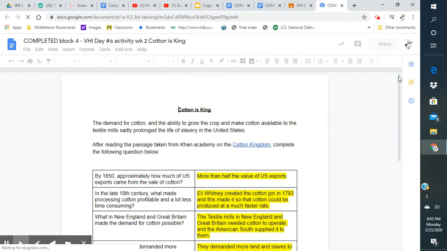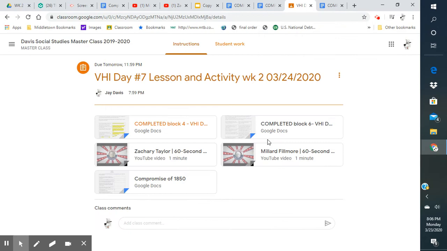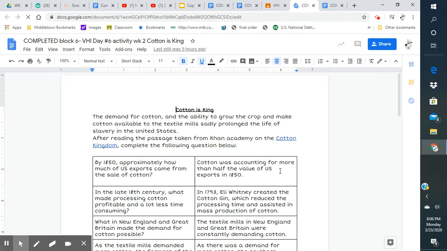I decided I was going to share with you 2 assignments that were done by your classmates. If you took a look at the first question, it said, in 1850, approximately how much of U.S. exports came from the sale of cotton? More than half the value of U.S. exports. That's a good answer. And if you look at this one here, similarly, this person says cotton was accounting for more than half the value of U.S. exports in 1850.